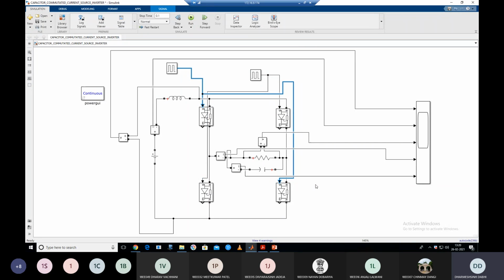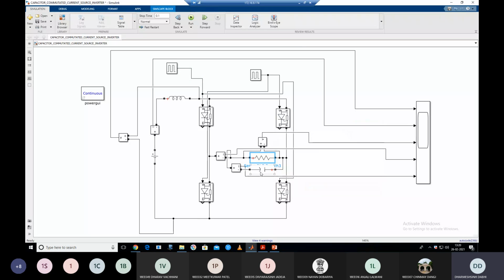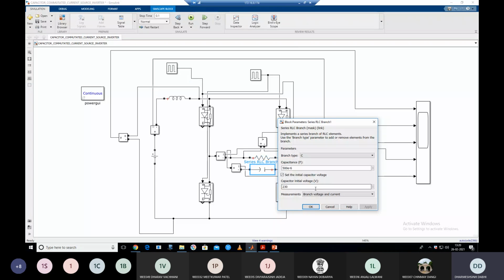That is as simple as we have seen this voltage source inverter. Clear? Now I have taken the resistive load of 10 ohm and in parallel I connect this commutating capacitor. As I told you in the theory, I assume it is initially discharged. So here I set the initial capacitor voltage to 230 volt. Clear? So it is initially charged with 230 volt at t equal to 0.